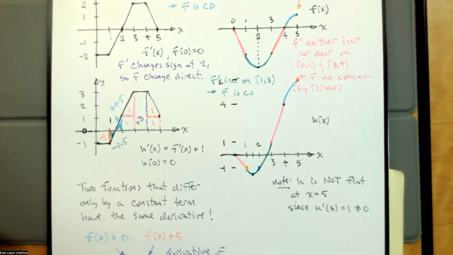So h is not flat at x equals 5 because h prime of 5 is 1, which is not 0. Despite all those faulty algebra proofs that prove that 1 is equal to 0. Any questions? How's everybody? Okay?